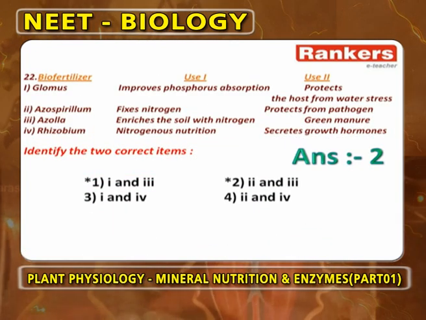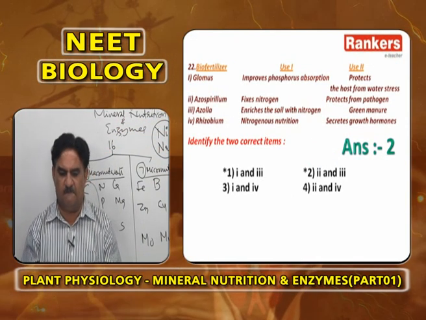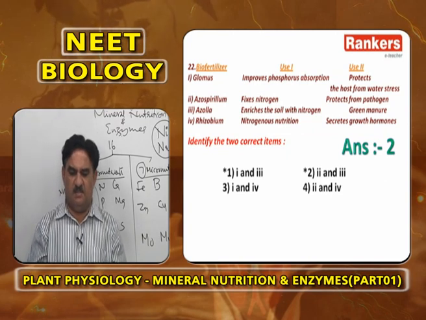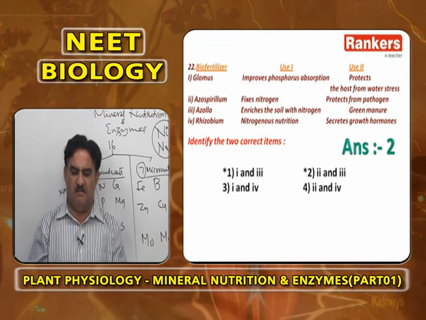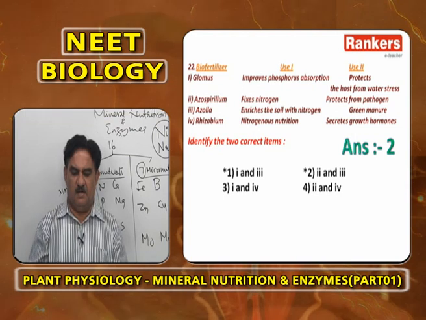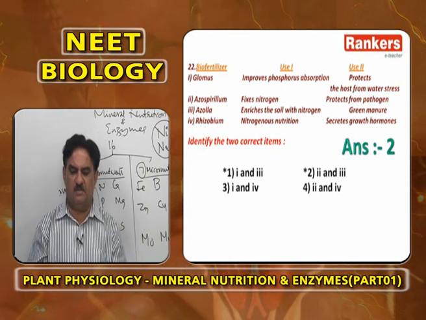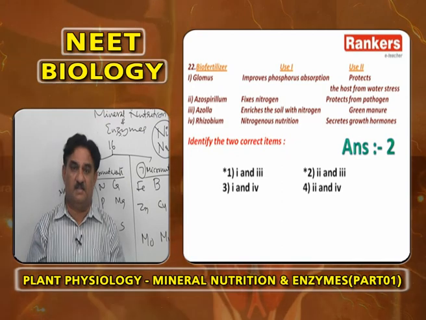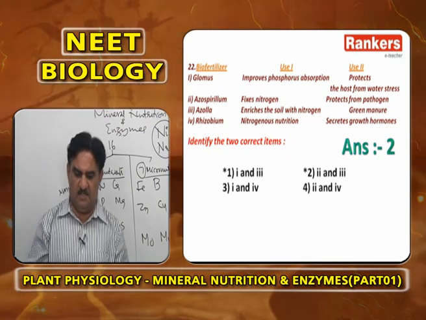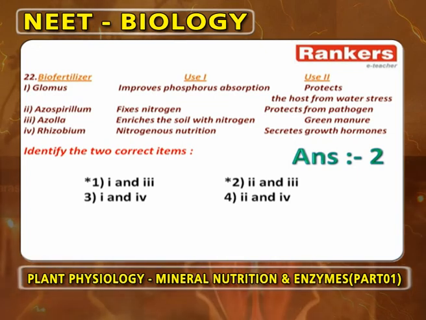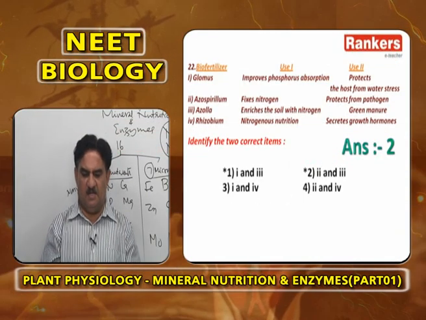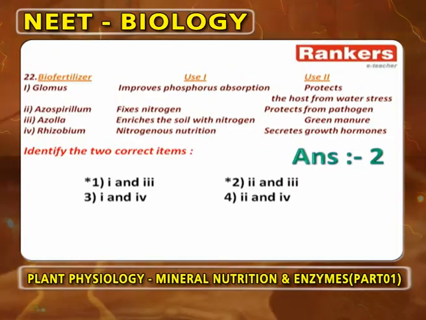Now, glomus improves phosphorus absorption, protects the host from water stress. Wrong. Azospirillum fixes nitrogen, protects from pathogen. Correct. Azolla enriches the soil with nitrogen. It is a green manure. Rhizobium, nitrogenous nutrition, secrete growth hormones. Rhizobium does not secrete growth hormones, but azospirillum secretes growth hormones. So the answer here is 2 and 3, not 1 and 3. Azospirillum fixes nitrogen, protection from pathogen. Azolla enriches the soil and it is a green manure.